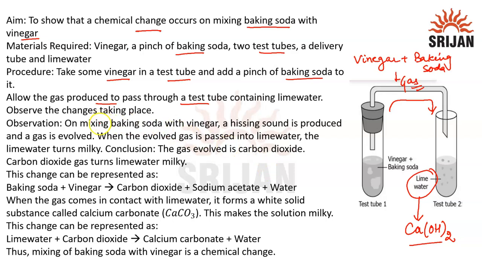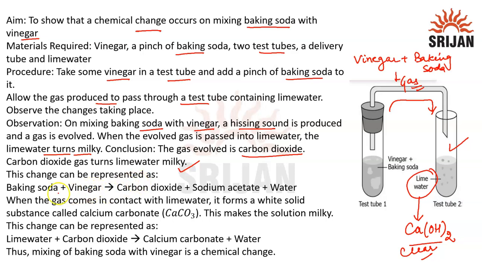Now what are the observations? The first thing is, on mixing baking soda with vinegar, a hissing sound is produced. A hissing sound means a gas is being evolved, and when the evolved gas passes through lime water, which earlier is a clear solution, it turns milky. From here we can conclude that the gas evolved is carbon dioxide, because carbon dioxide is the gas that turns lime water milky.